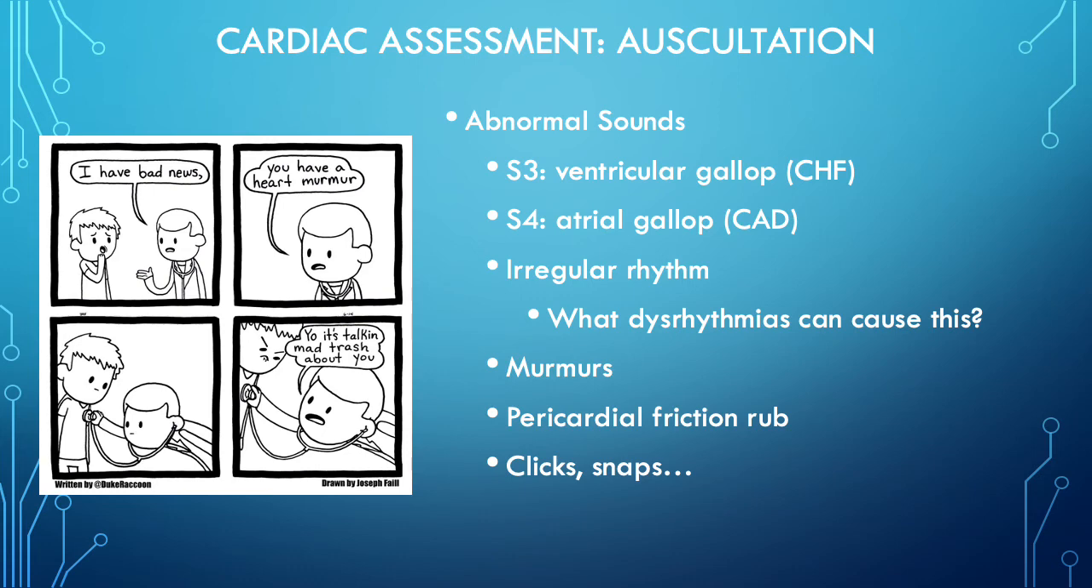Going back to an irregular rhythm: remember, if there's that lub-dub, lub-dub, lub-lub-dub, lub-dub, if there's that back and forth, a lot of times we're thinking about dysrhythmias. And of course, our favorite dysrhythmia may be at play here, atrial fibrillation. You're going to know it. You're going to love it. You're going to learn all about it. There might also be a pericardial friction rub, and this kind of sounds like sandpaper rubbing together. There also can be clicks, snaps, and other strange sounds.